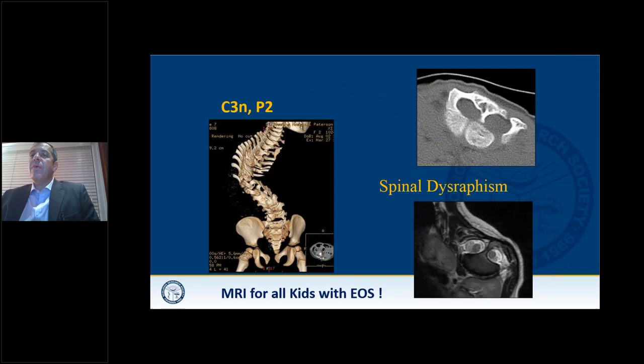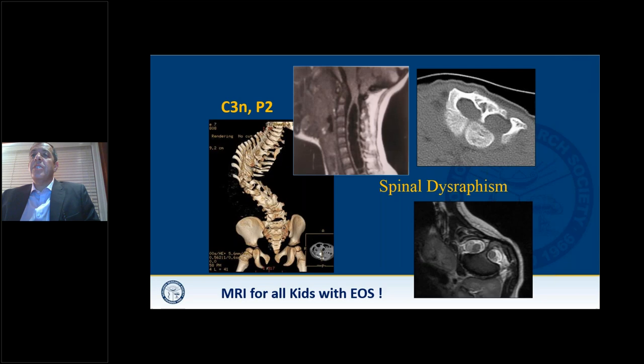Of major import is that there is a roughly 15% association between congenital cardiac anomalies, congenital renal anomalies, and spinal dysraphism. In this slide, you see diastematomyelia, a large cervical syrinx, and a child with congenital scoliosis. For every child with congenital scoliosis, cardiac and renal ultrasounds are absolutely necessary, as is a sedated screening MRI of their spinal column. Many times, abnormalities will be actionable.